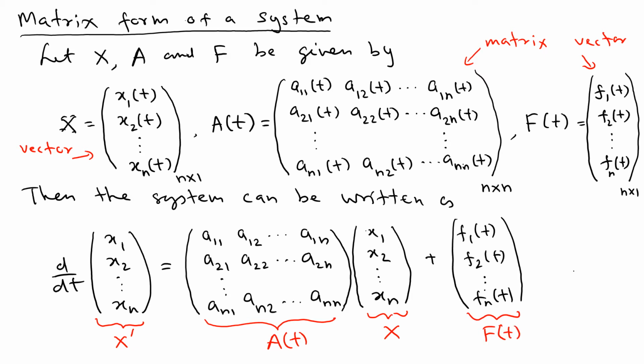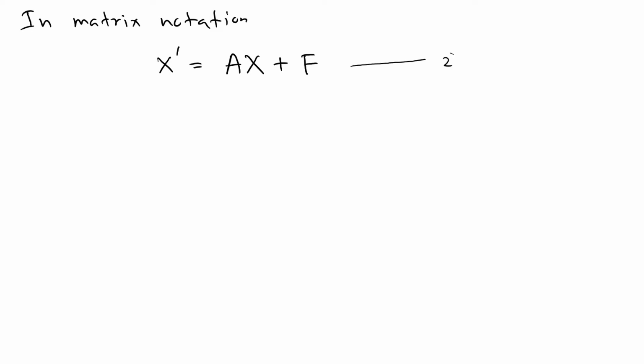So now we can write this whole system simply as a vector equation. In matrix notation, we can write the system as x prime equals Ax plus f. This is what we call the matrix form of the system. I'm going to call this equation number 2.